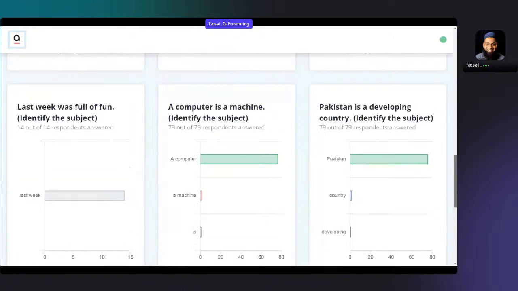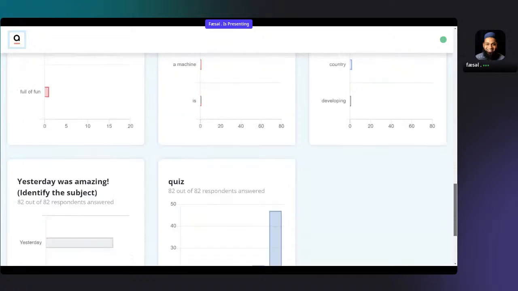Last week was full of fun. What are we talking about? Last week. So everybody got it right. Yeah, that's right. A computer is a machine. What are we talking about? A computer. So a computer is your subject. Machine? No, that's not your subject. Is? No, that's a verb. That's not your subject. Pakistan is a developing country. So Pakistan, what are you talking about? किसके बारे में बात कर रहे हैं? पाकिस्तान के बारे में. तो subject क्या हो गया? Pakistan, right? Country नहीं, developing नहीं.